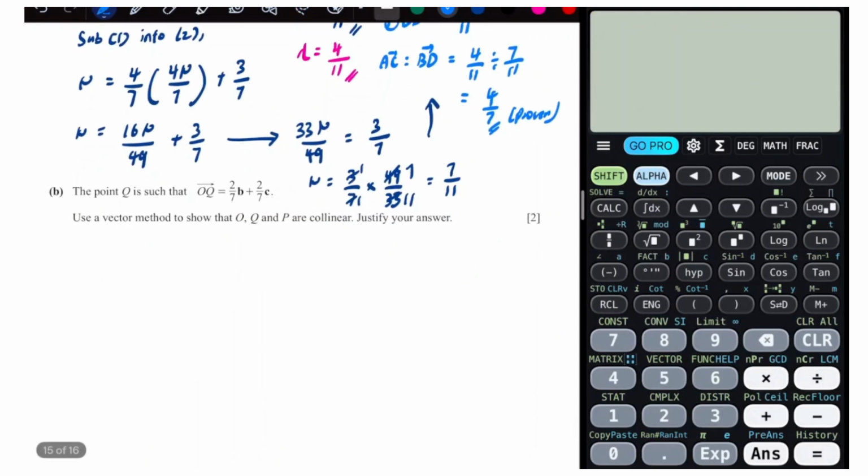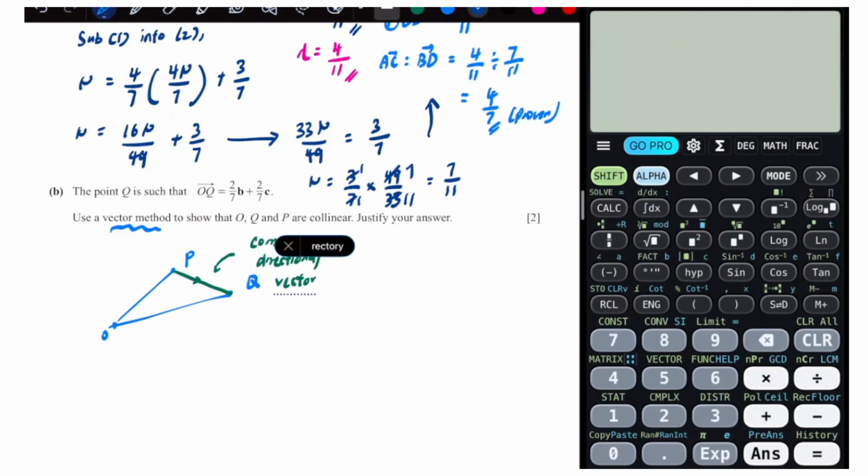The point P is such that OQ is equal to 2 over 7 B plus 2 over 7 C. Use a vector method to show that OQ and OP are collinear. Collinear basically just means that, let me just show you one example. P here, Q here, they can be connected by a line, and the main characteristic is they will show a common directional vector. So what do we exactly mean by that?